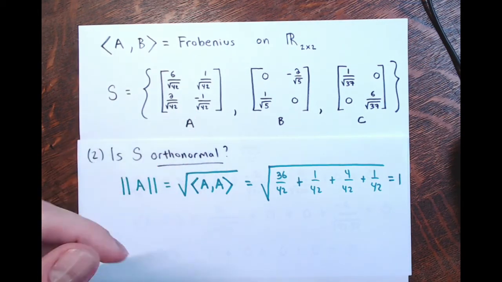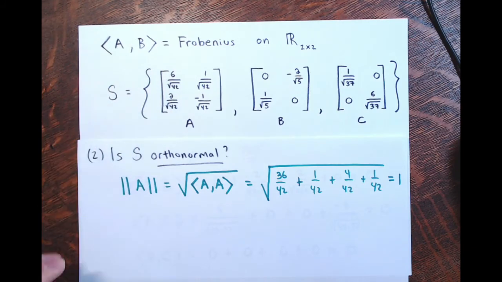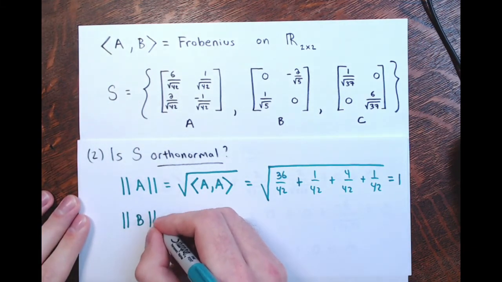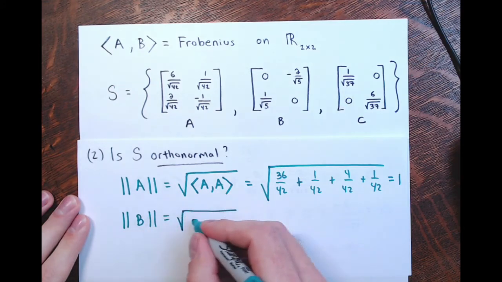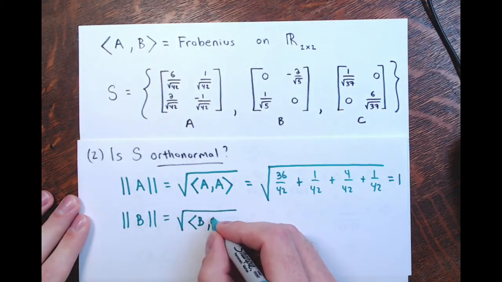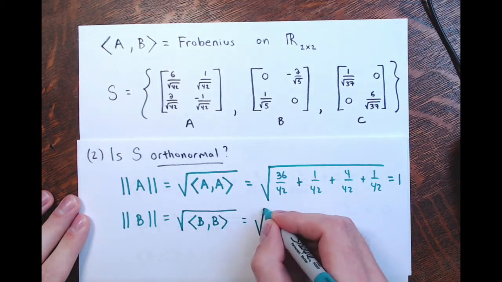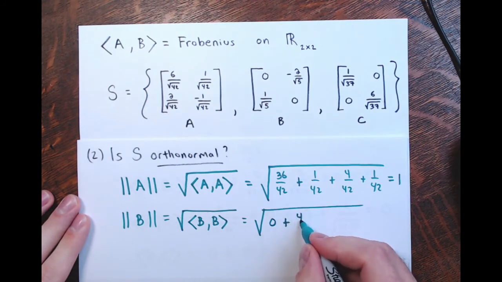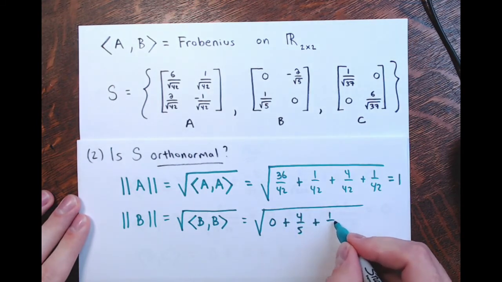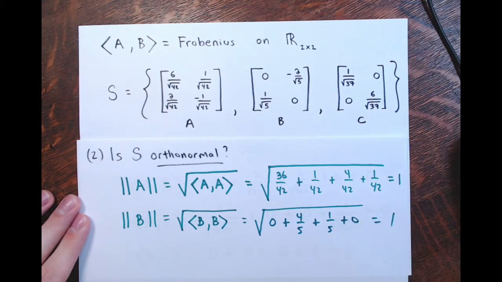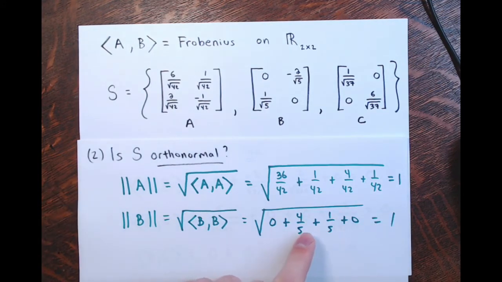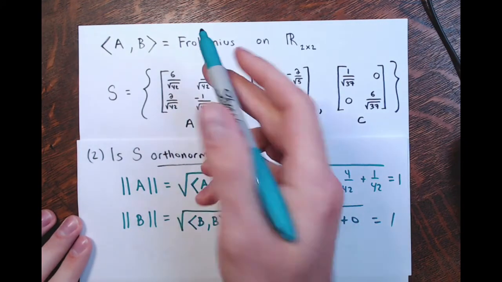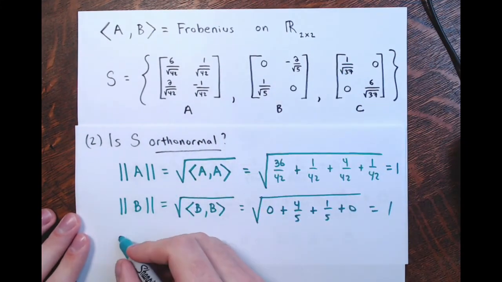So matrix A is a unit vector under the Frobenius inner product. How about matrix B? Same deal. Take the square root of the inner product of B with itself. So this is the square root of 0 plus 4/5 plus 1/5 plus 0, which is 1. You have the 5/5 in here. So B is a unit vector under the Frobenius inner product.